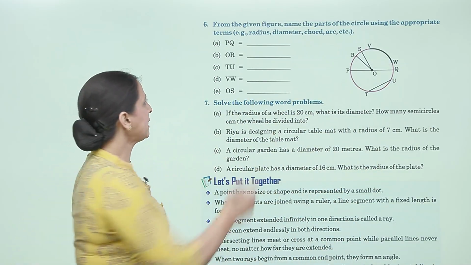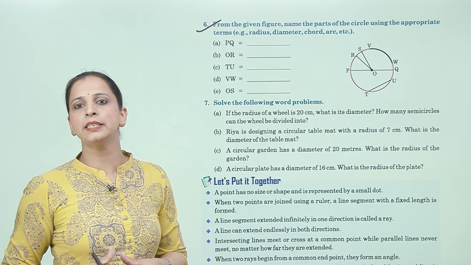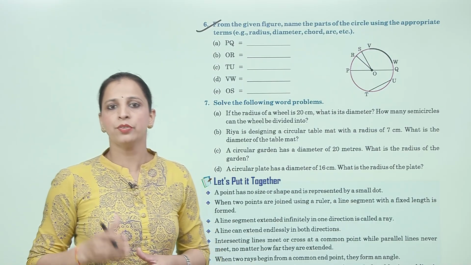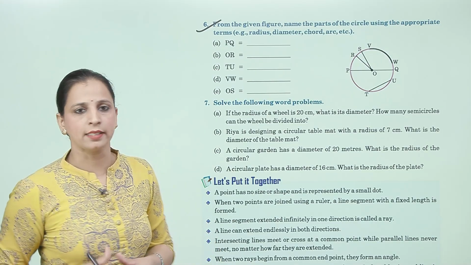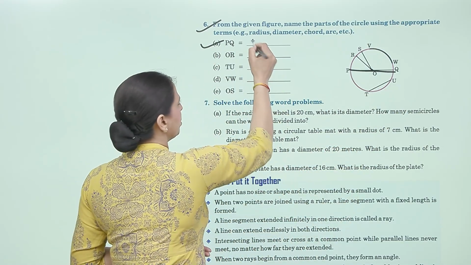Now next, question number 6, from the given figure name the parts of the circle using the appropriate terms like radius, diameter, chord, arc, etc. Now first is PQ. PQ is a diameter.